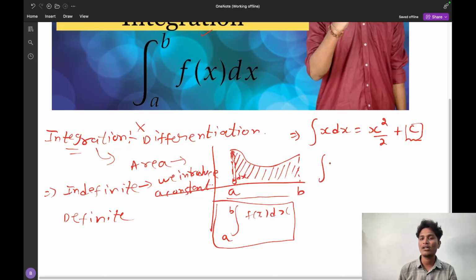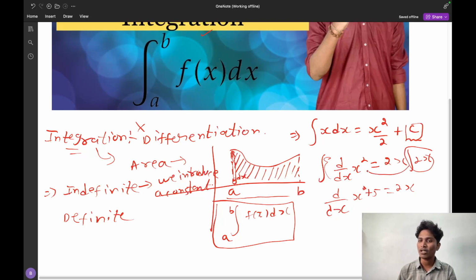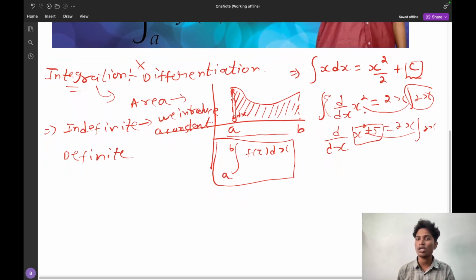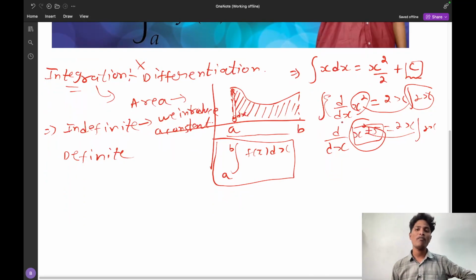Suppose I do the differentiation d by dx of x square, what will I get? I will get 2x. And what is the differentiation d by dx of x square plus 5? It is again 2x. But what is the integration of 2x here? The integration of 2x is this one, x square by 2. But here the integration of 2x is again different, that is x square plus 5. So x square and x square plus 5 both are different. So what I said, integration is the reverse of differentiation. When I differentiate x square, I got 2x. But when I differentiate x square plus 5, again I got 2x.